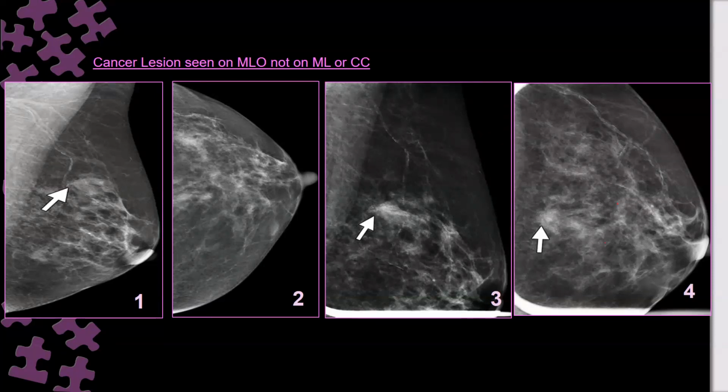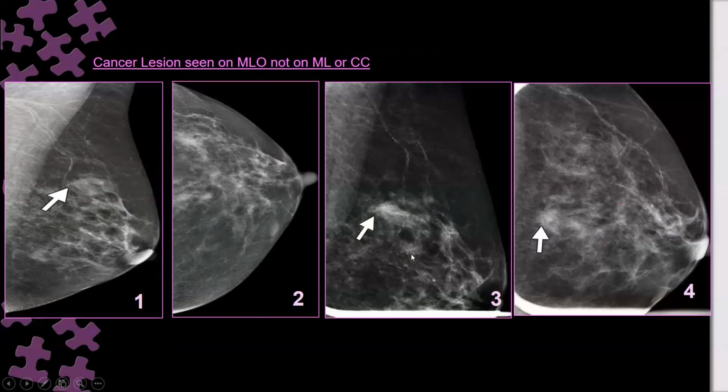When we say spot magnification, that means a combination of magnification along with compression. Usually spot magnification should be performed from the other view. This is MLO magnification, you can see the pictorial here. They have done MLO spot magnification because the lesion is seen on MLO.